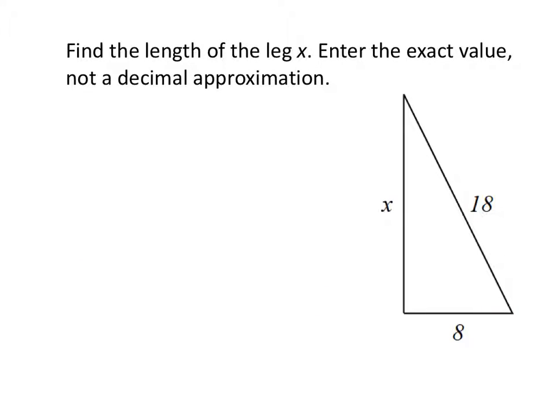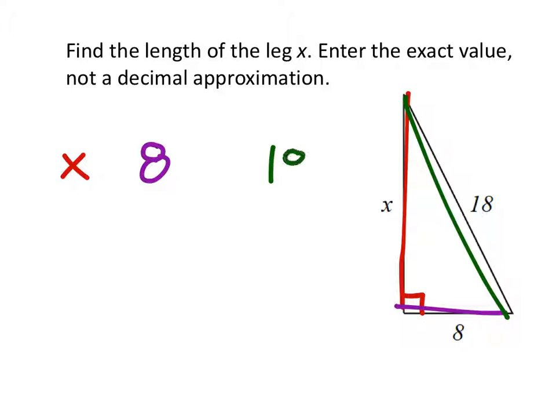Find the length of the leg x. Enter the exact value, not a decimal approximation. So again, we're not plugging this into the calculator, other than maybe finding squares, which we may need. The x value is a leg because it makes up that 90-degree angle, which they didn't show but probably should have. The other leg is the 8, which makes up that right angle. The hypotenuse on this one is 18.